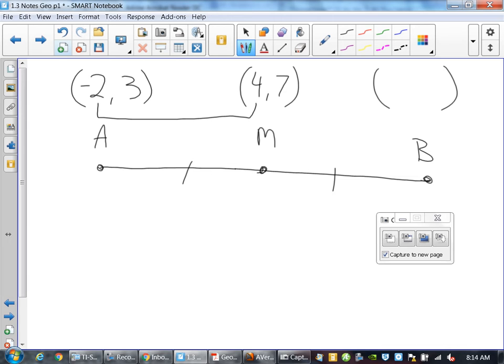So let's try this again. How much is 6 more than 4? 10. Going from 3 to 7, up or down? How many? 4. 4 more than 7 is 11. There's your missing endpoint. That's how you find a missing endpoint.